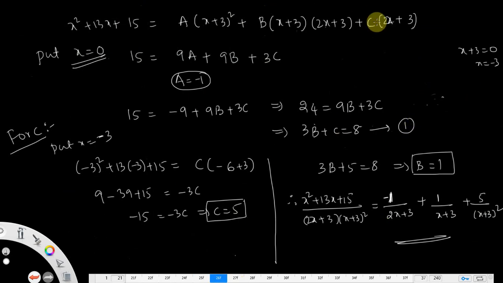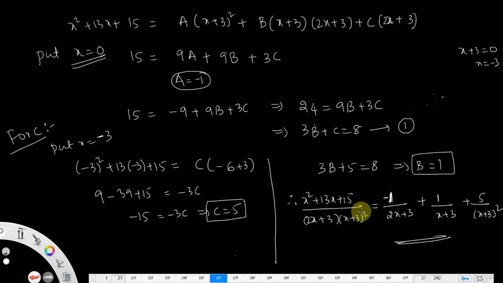For finding the value of C, A and B terms become 0, since x plus 3 is a common factor, that is why put x plus 3 equal to 0, that means x equal to minus 3 in the expression, then we get C equal to 5. We have the value of A as minus 1, C equal to 5. Substitute in the first equation to find B. All those values: minus 1 by 2x plus 3, 1 by x plus 3, 5 by (x plus 3) whole square. It is determined by the A, B, C values. Then substitute. This is the conclusion step.